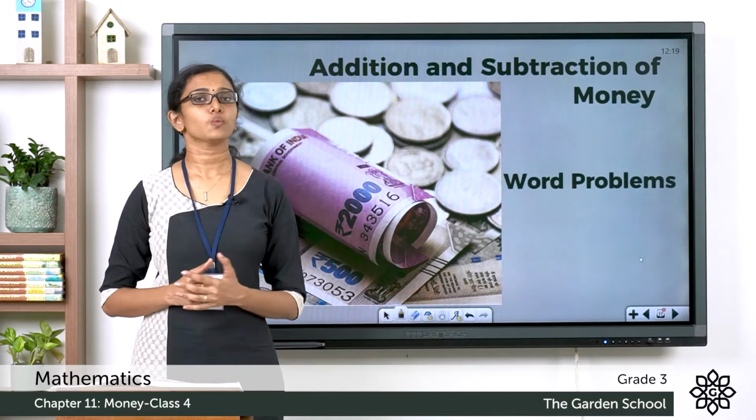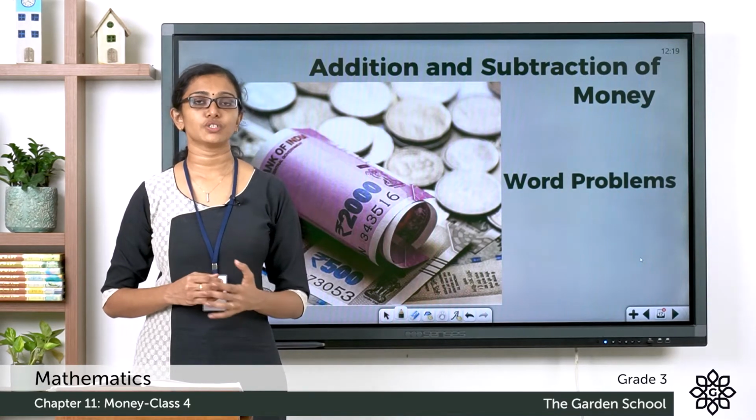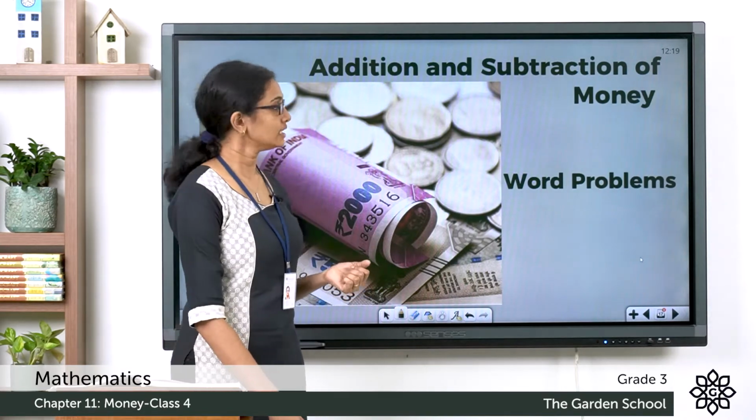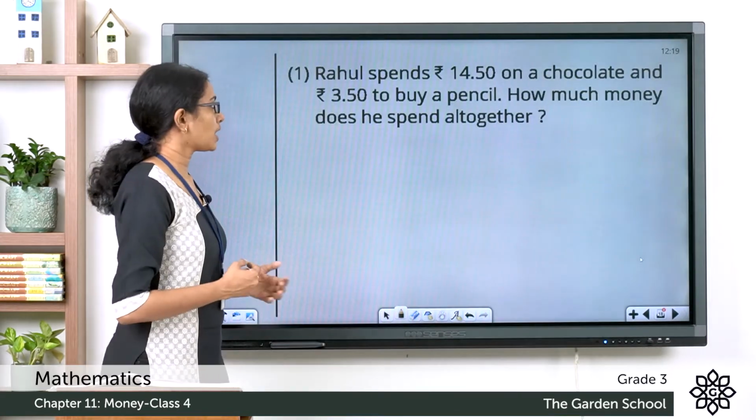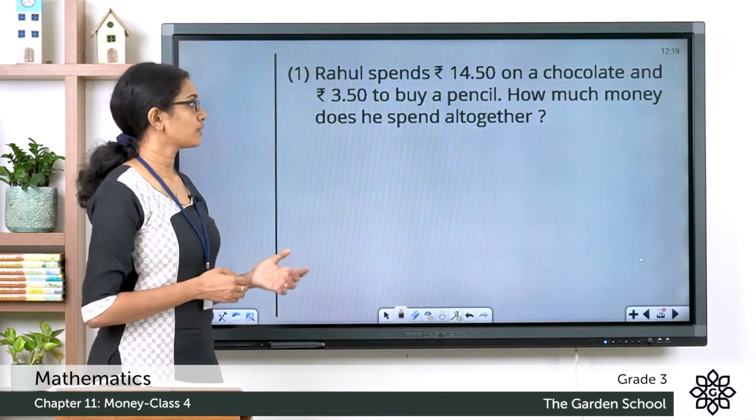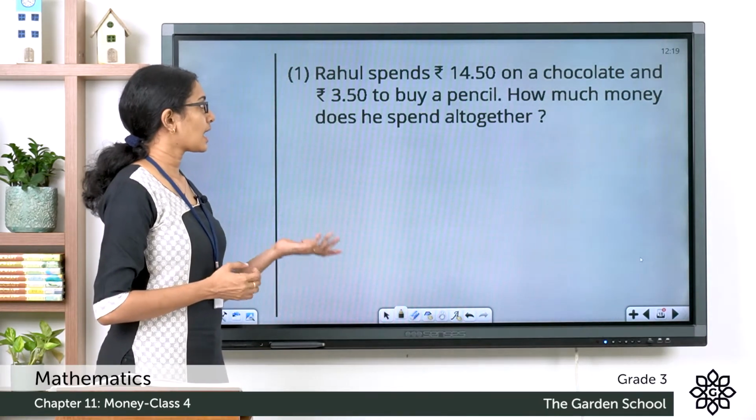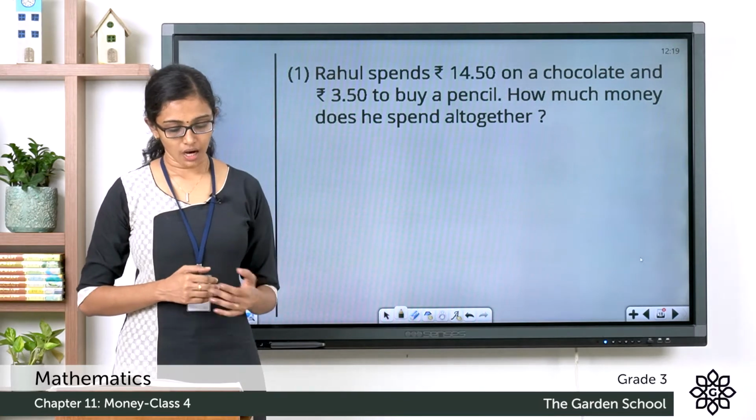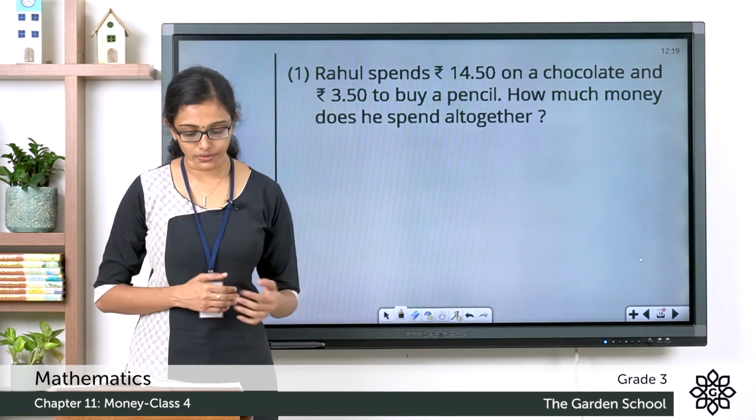We'll see a few word problems that involve addition and subtraction of money today. So let's see the first question. This is from your textbook. Rahul spends 14 rupee 50 paise on a chocolate and 3 rupee 50 paise to buy a pencil. How much money does he spend altogether?